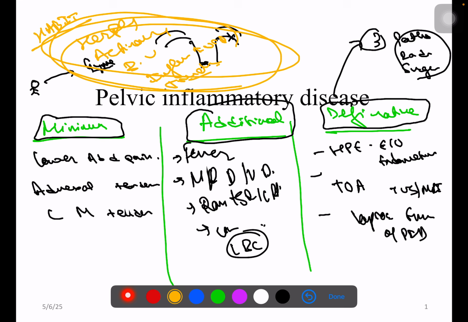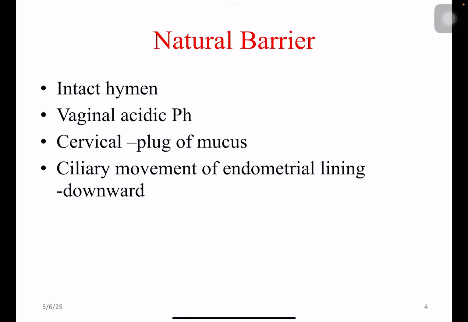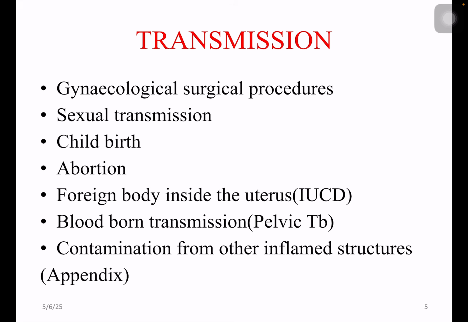Okay, the additional information she gives is: you have fever, you have mucopurulent vaginal discharge, raised ESR or CRP, and then laboratory evidence of chlamydia or gonorrhea by liquid based cytology. This is very important. PID is asked in the exam.